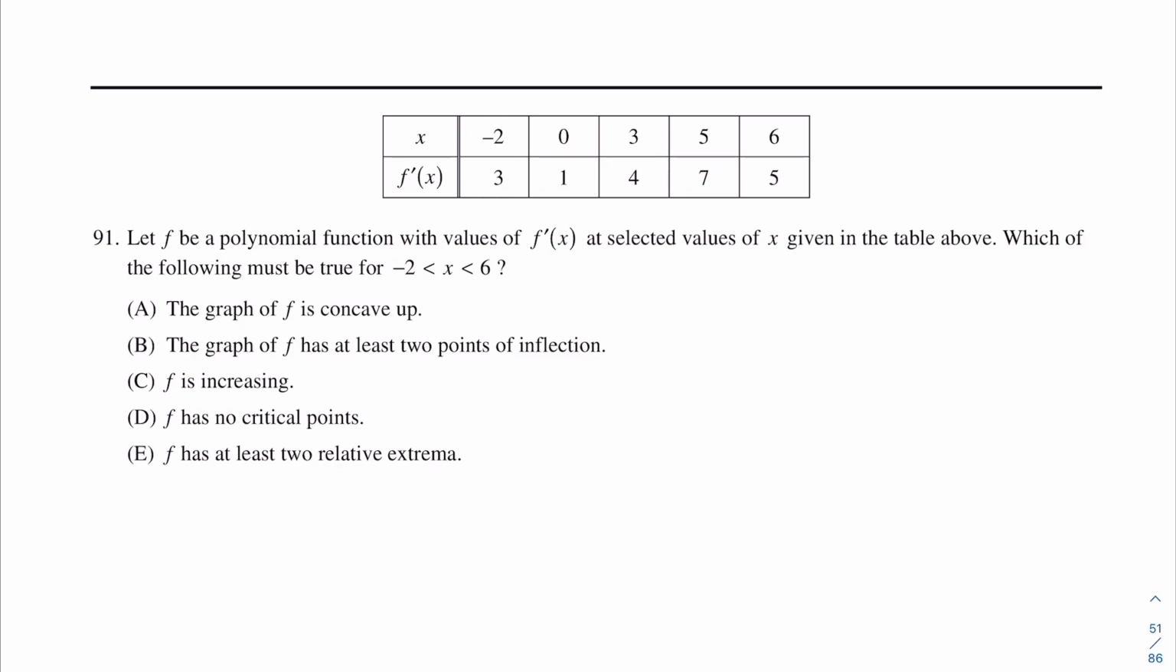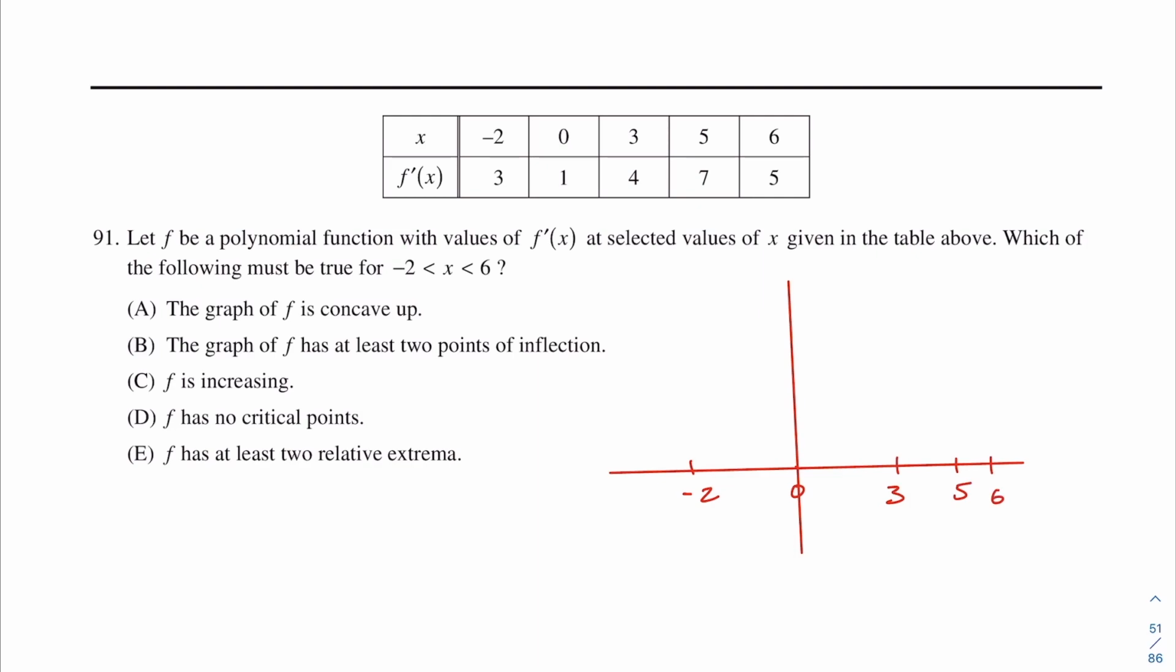Since we're given a table, you don't have a function that you can just put in a calculator and plot. So we're going to have to plot this out by hand. And that's definitely where you should start. We need to visualize what this graph actually looks like, or what this function actually looks like. So we have x equals negative 2, 0, 3, 5, and 6.